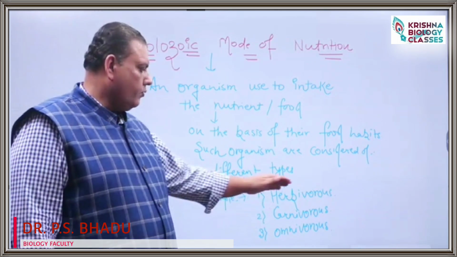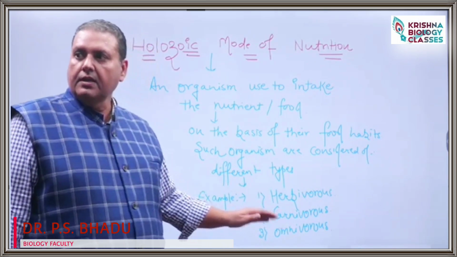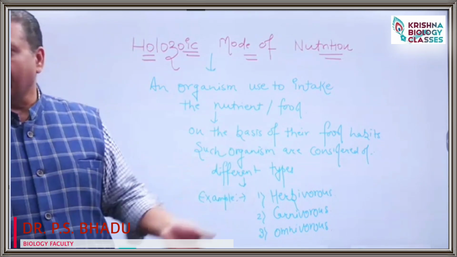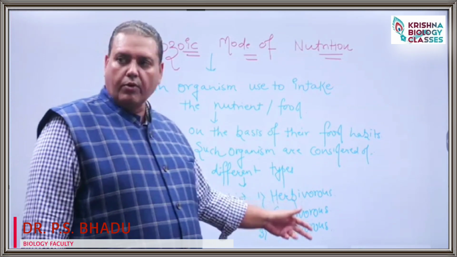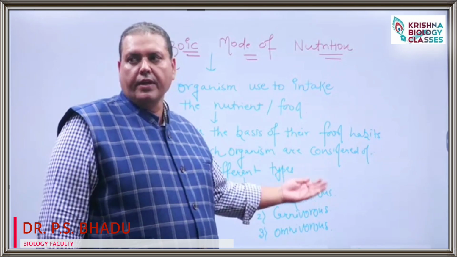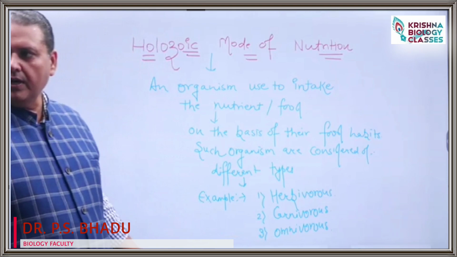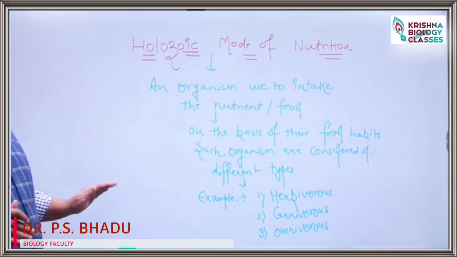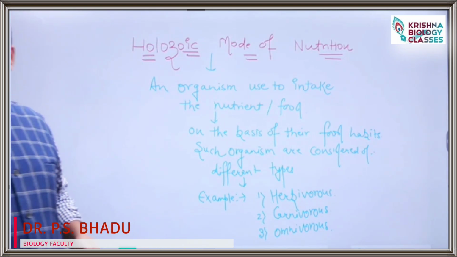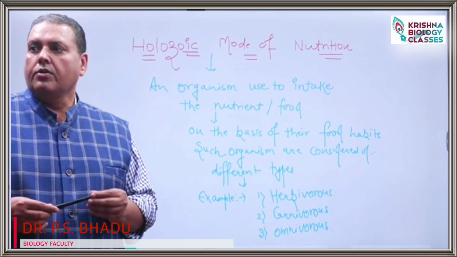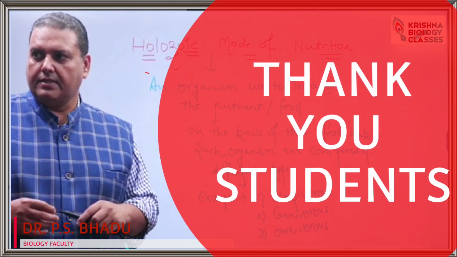They prefer to eat plants. Carnivorous, they prefer to eat other animals, and omnivorous, they prefer to eat plants as well as animals also. It's over up to here. In the next class, we will start to discuss nutrition in human beings. Thank you, dear students.